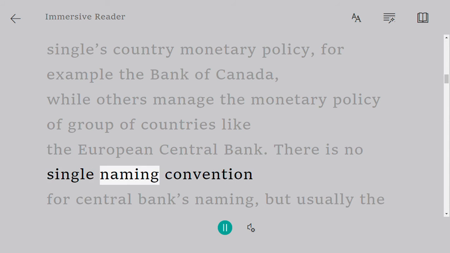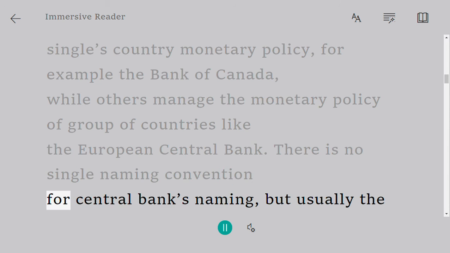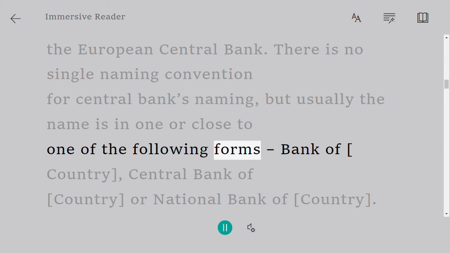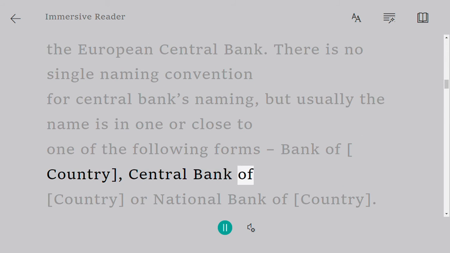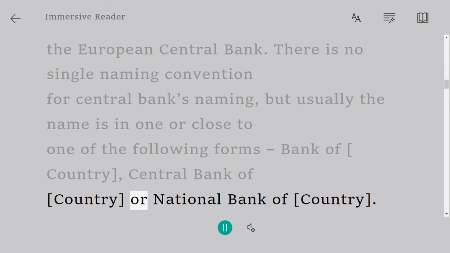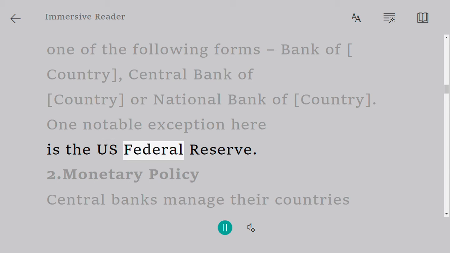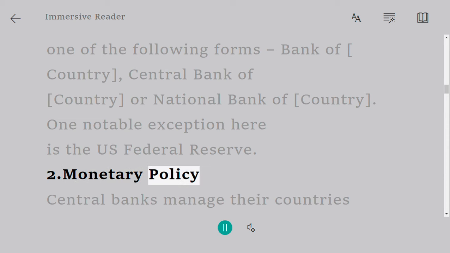There is no single naming convention for central banks, but usually the name is in one or close to one of the following forms: Bank of Country, Central Bank of Country, or National Bank of Country. One notable exception here is the U.S. Federal Reserve.